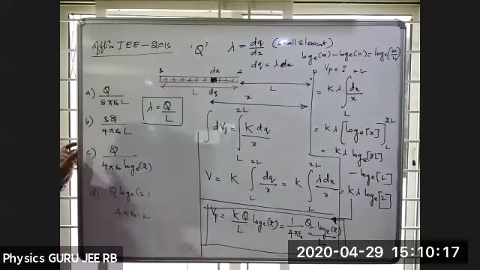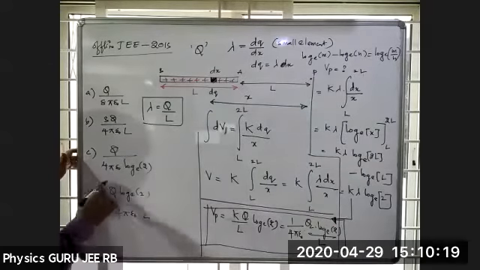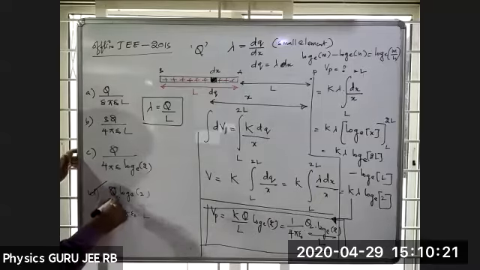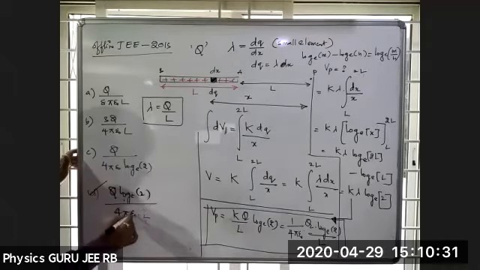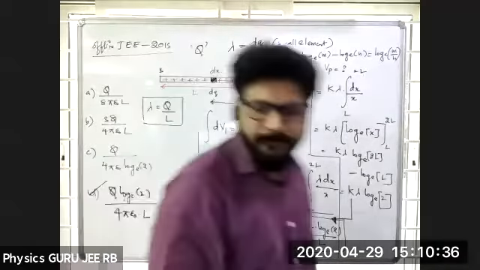So which option is matching here? D is the correct answer: Q log of base e of 2 divided by 4 pi epsilon naught into L. So the answer is D.